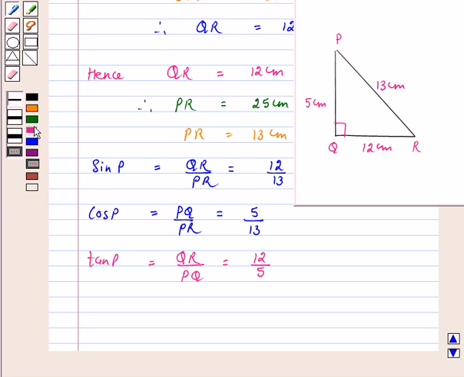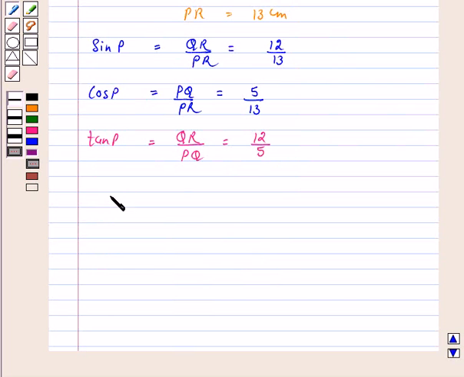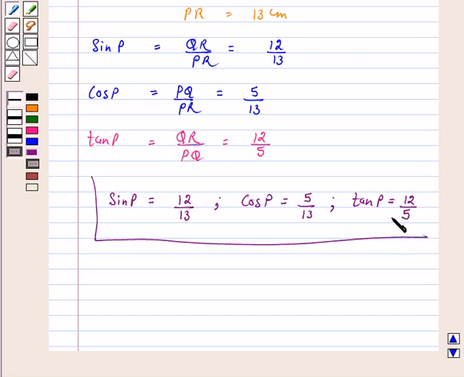Hence the answer for the above question is sine P is equal to 12 over 13, cos P is equal to 5 over 13, and tan P is equal to 12 over 5. So this is the answer for the above question.